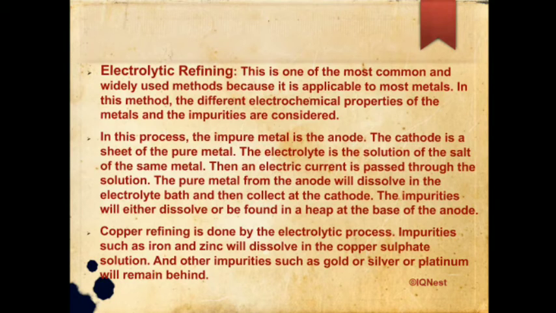For example, copper refining is done by the electrolytic process. Impurities such as iron and zinc will dissolve in the copper sulfate solution, and other impurities such as gold, silver or platinum will remain behind. So this is the process of electrolytic refining.